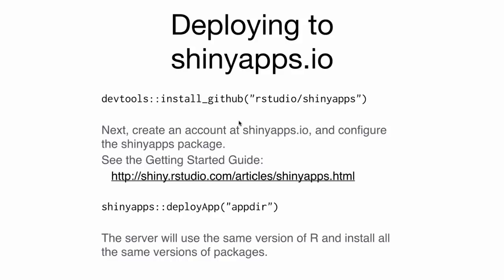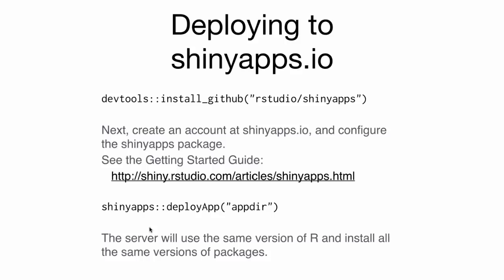So first, you'd have to install this ShinyApps package. You can use devtools again to call install_github RStudio/ShinyApps. Okay, next you have to visit the shinydashboard.io website and create an account there, and then configure the ShinyApps package. The getting started guide at this URL is very straightforward. There's a number of steps, but it should be pretty straightforward.